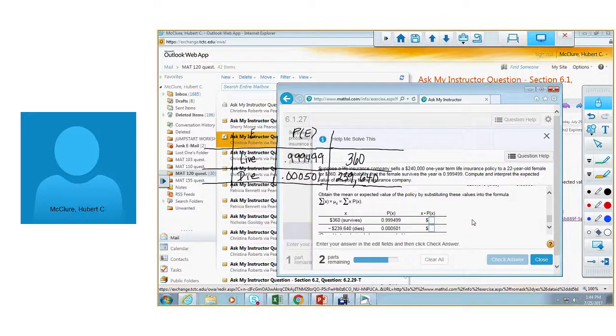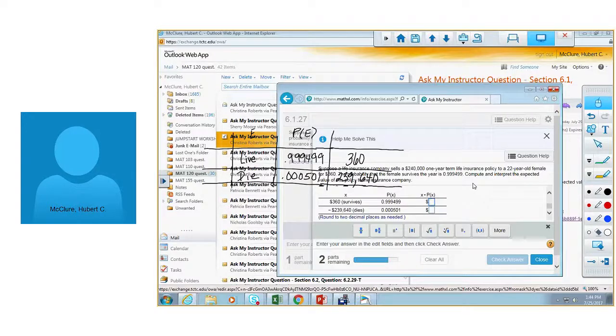So if somebody multiplies 360 times 0.999499, what do you get? 359.82. And multiply negative 239,640 times 0.000501.